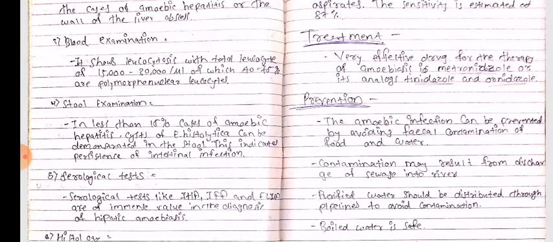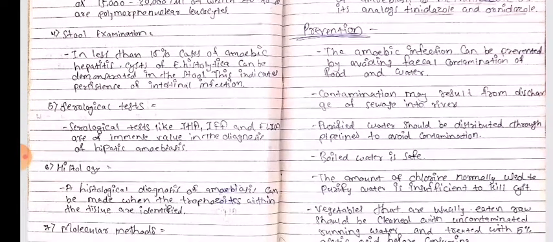Blood examination. It shows leukocytosis with total leukocyte count of 15,000 to 30,000 per microliter, of which around 40 to 45% are polymorphonuclear leukocytes. Stool examination. In less than 50% of cases of amoebic hepatitis, cysts of Entamoeba histolytica can be demonstrated in the stools. This indicates persistence of intestinal infections.